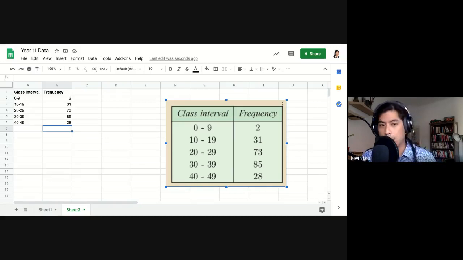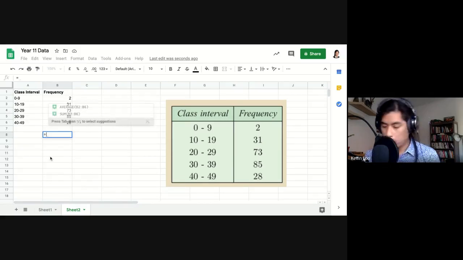First question. How many people are in this class? In this physics class, how do you do that? You don't have to tell me the number, just tell me how you would find it out. You add them all up. So 2 plus 31 plus 73, the sum of frequency, very good.